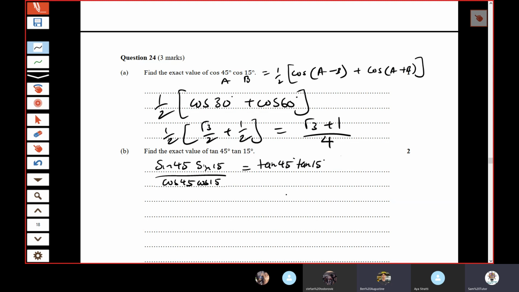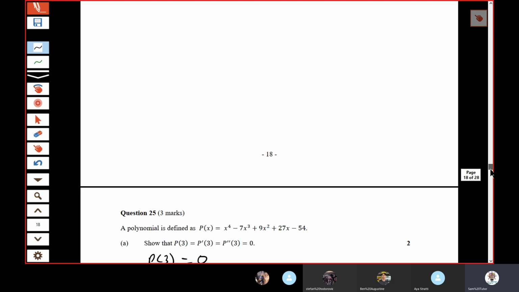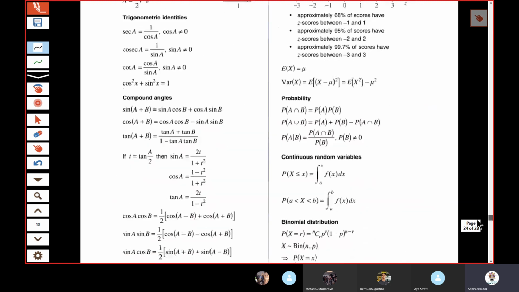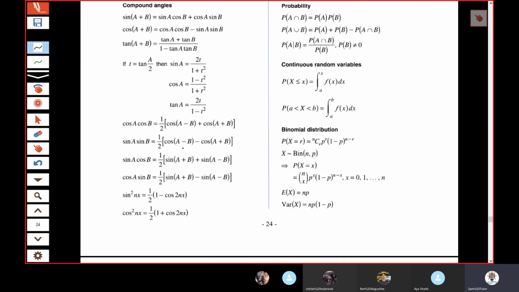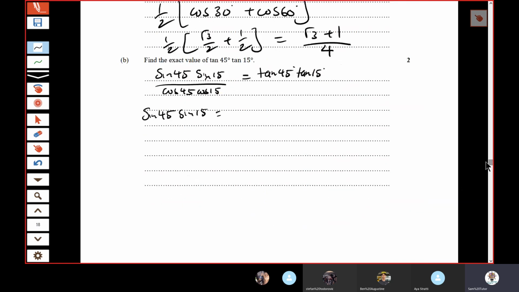So you don't have tan because you can get tan from sine and cos. Yeah, okay. Cool. That makes sense. So all you got to do is get sine 45, sine 15, which should be the same as the formula that we've got here, except minus. Let's double check. There it is, sine, should get you minus, yep. So that should get you half cos 30 minus cos 60.